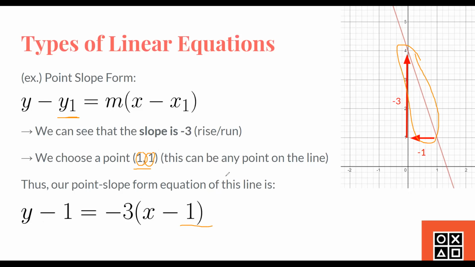Okay. Just a quick correction. That would not be -3. As we said, the slope is actually 3, not -3. That's a mistake on our part. So in reality, it would be y minus 1 is equal to 3 times x minus 1.